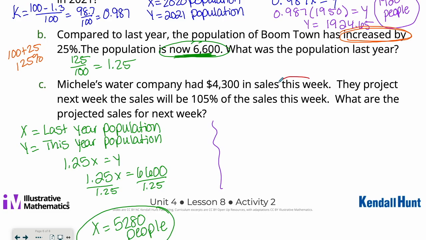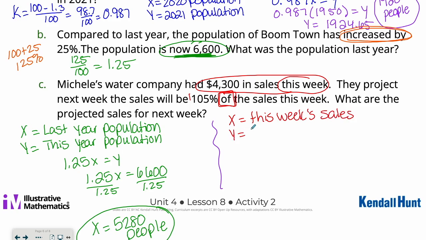Letter C. Michelle's water company had $4,300 in sales this week. They project next week the sales will be 105% of the sales this week. What are the projected sales for next week? So X is this week's sales. Y is going to be next week's sales.